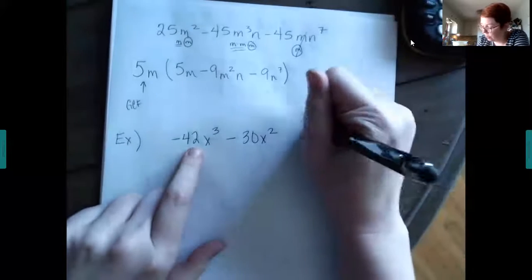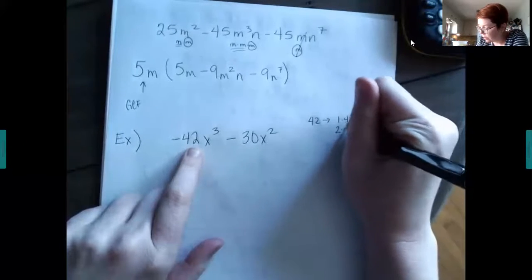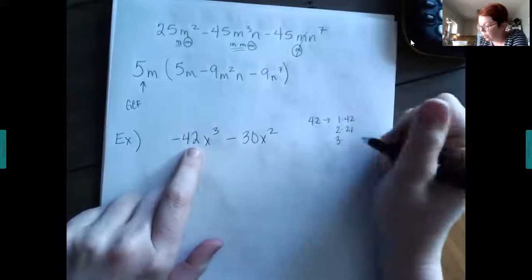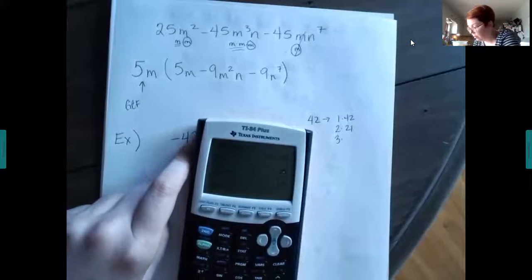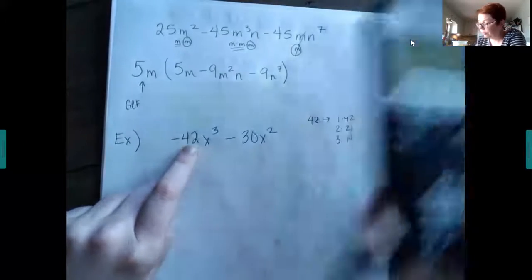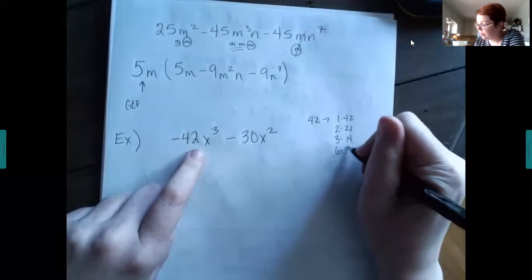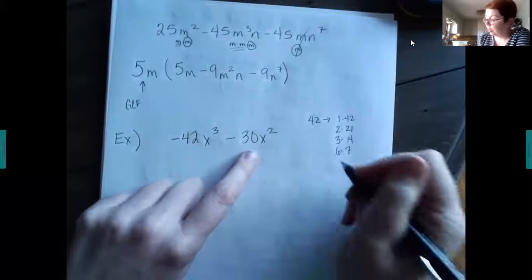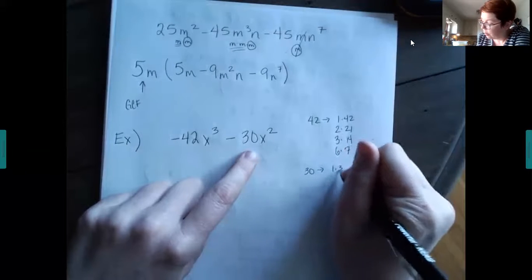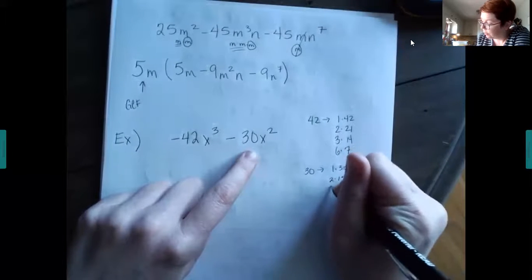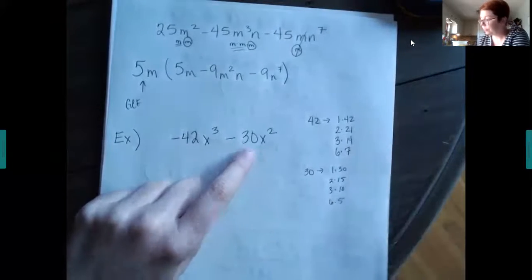So we think about 42 and think of those factors. 42 divided by 3 is 14. Can't do it by 4, can't do it by 5, but can do it by 6. So here when I do 30: 1 and 30, 2 and 15, 3 and 10, and 6 and 5.